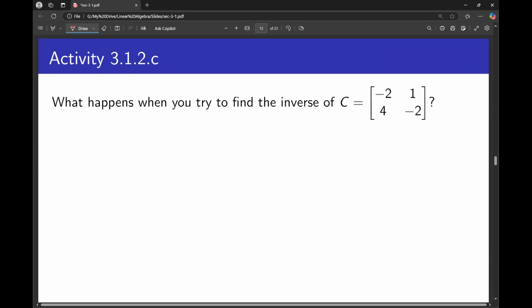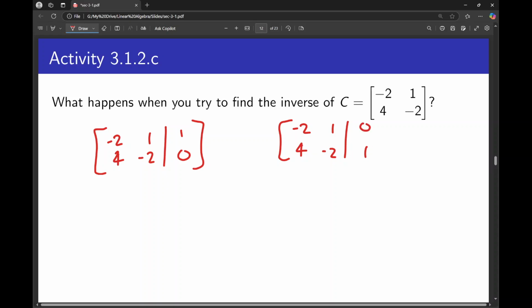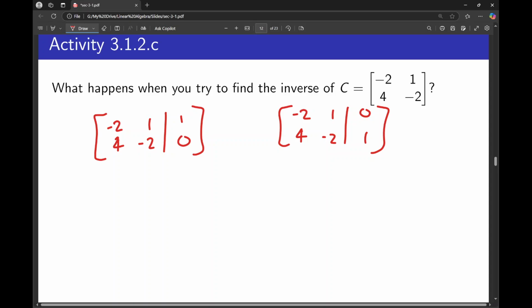What happens when you try to find the inverse of C? So we would have to find -2, 4, 1, -2, and then augment there. And we'd also have to find -2, 4, 1, -2, and augment there. I think both of them are going to have issues. Let's try this one first.